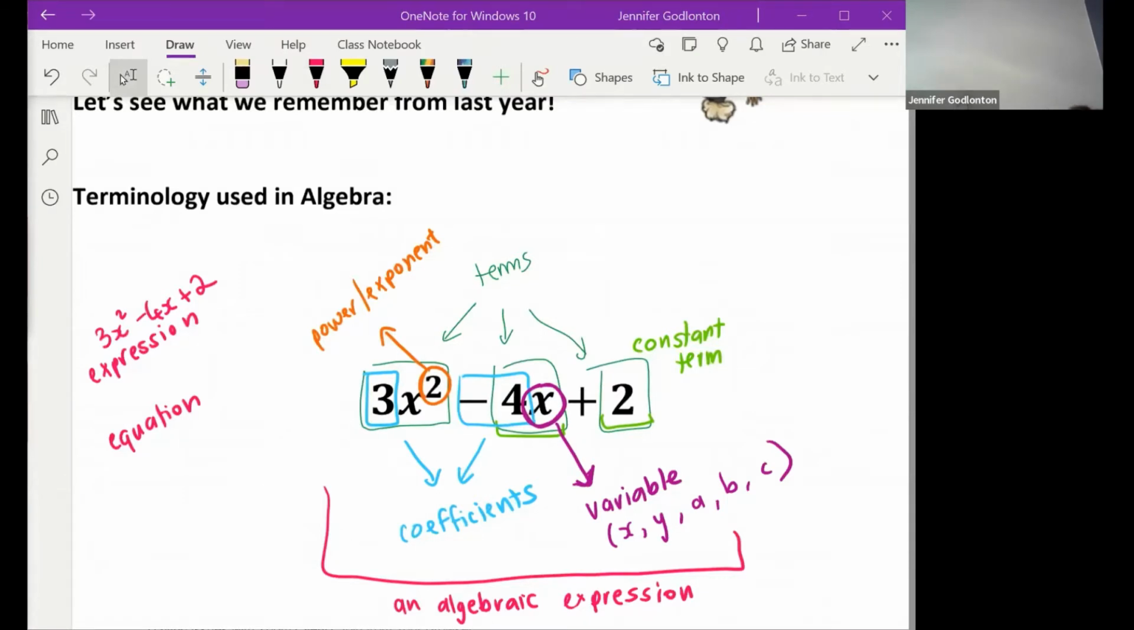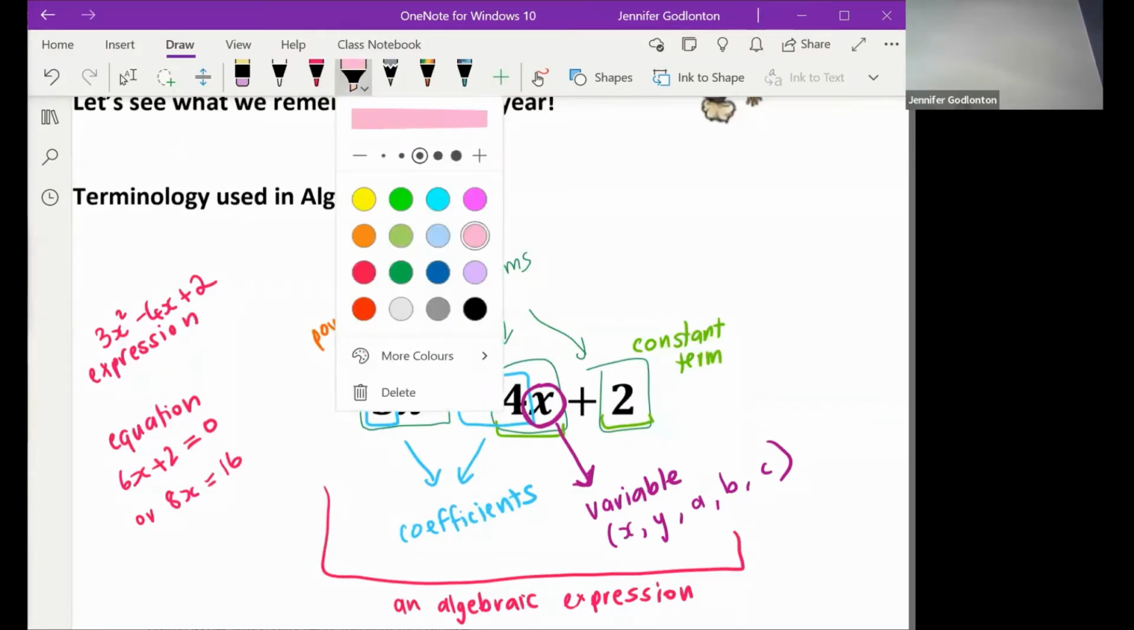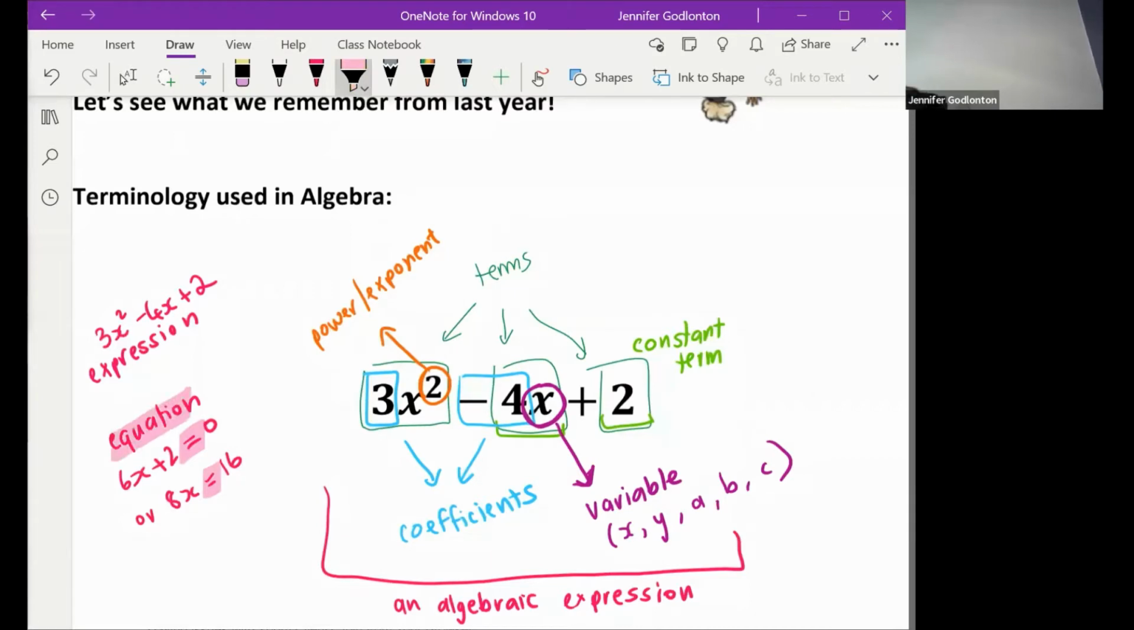So like we could say 6x plus 2 is equal to 0. Or we could say 8x is equal to 16. And we can solve for x. So in an equation, we've got these equal signs, like these over here. That's how we know it's an equation. And in an expression, we don't have any equal signs.